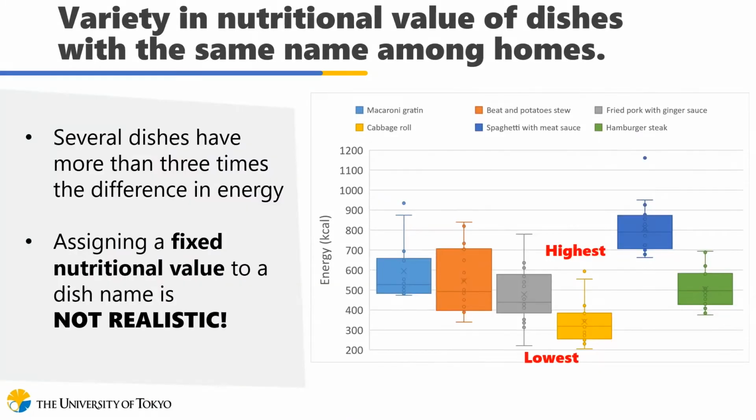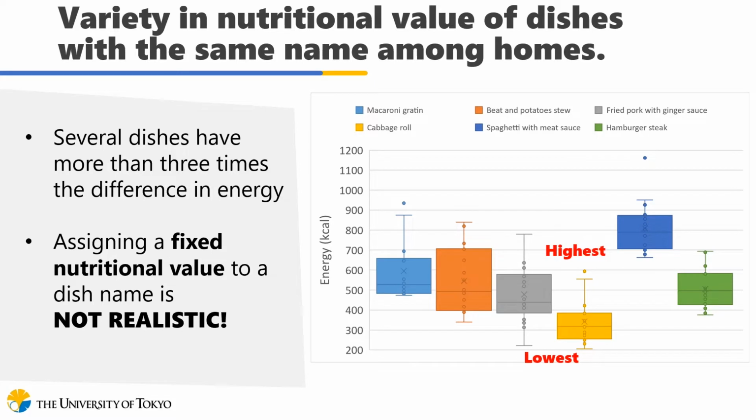We investigated how much the nutritional value of dishes with the same name varied from household to household. Between 16 and 21 participants created recipes for macaroni au gratin, meat and potato stew, fried pork with ginger sauce, cabbage rolls, spaghetti with meat sauce, and hamburger steak, respectively. For each recipe, a nutritionist manually calculated the nutritional value per serving, resulting in the distribution of energy per serving as shown in this graph.